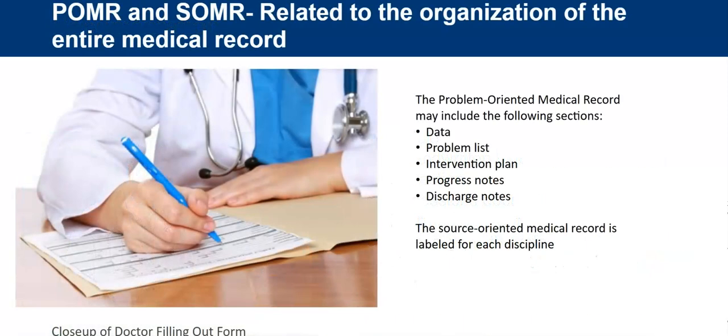So medical records may include the following sections. There's so many different sections. It can be progress notes, discharge notes, the intervention plan, any kind of data, any kind of height, weight, medications. There's so many different parts of the medical record. You're going to see once you get out into clinical rotations that some of these medical records are very lengthy and long.